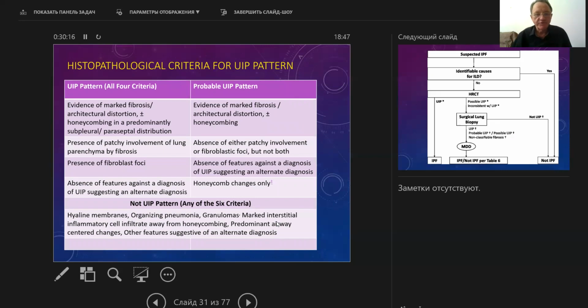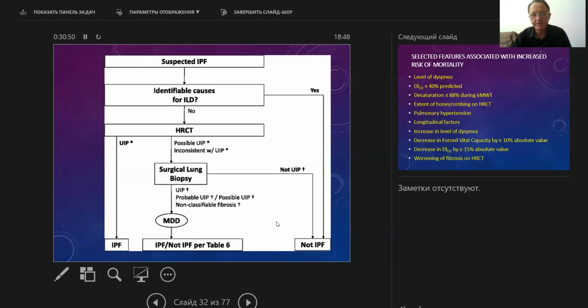So, evidence of marked fibrosis, architectural distortion, honeycomb predominantly in subpleural, paraseptal distribution. Presence of patchy involvement of lung parenchyma by fibrosis. Presence of fibroblast foci. Absence of features against a diagnosis of usual interstitial pneumonia, suggesting an alternative diagnosis. These are the histopathological criteria for IPF.